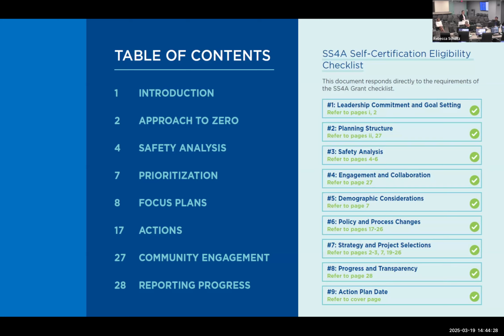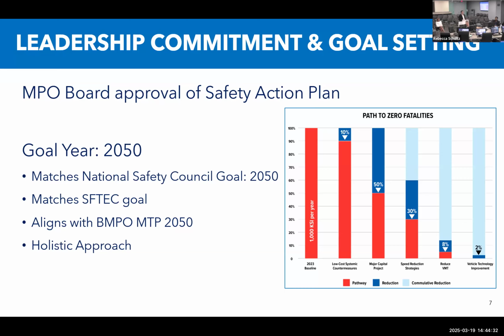And so I'm going to walk through with this slide presentation one by one each of these elements. The first component is leadership commitment and goal setting. And so that involves getting official approval from an organization or a leader. So that's going to the MPO board for approval. We will hope, and we'll talk to you a little bit more about how we would seek approval of the plan from our other partners, such as Broward County and at the local level. But to qualify for the grant for future funding, we need to have MPO board approval.